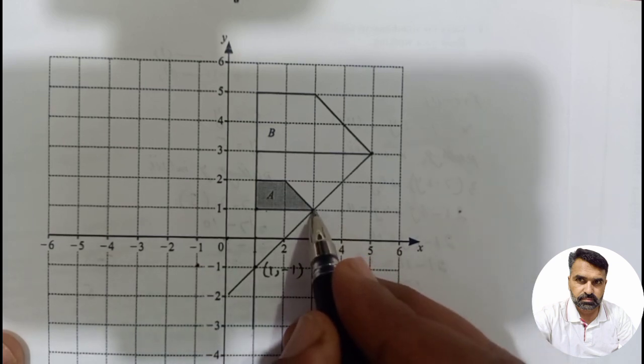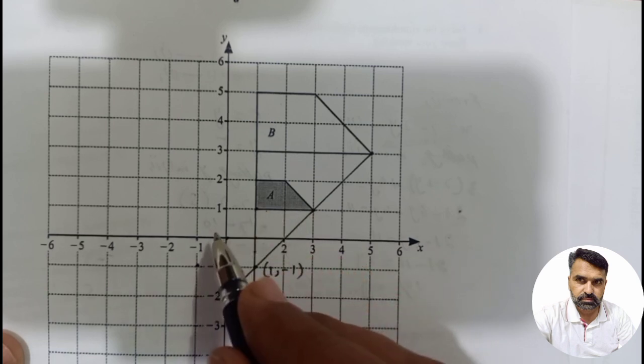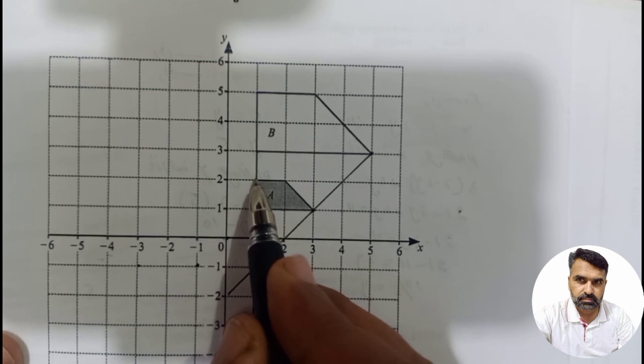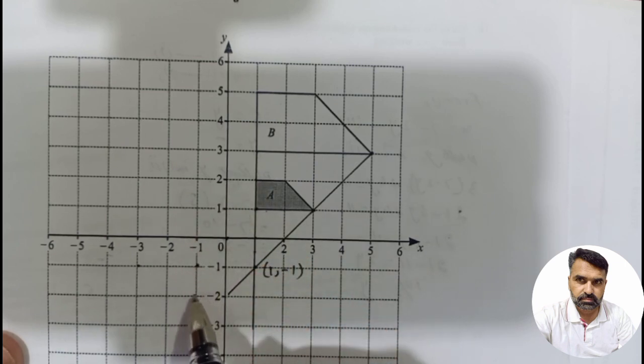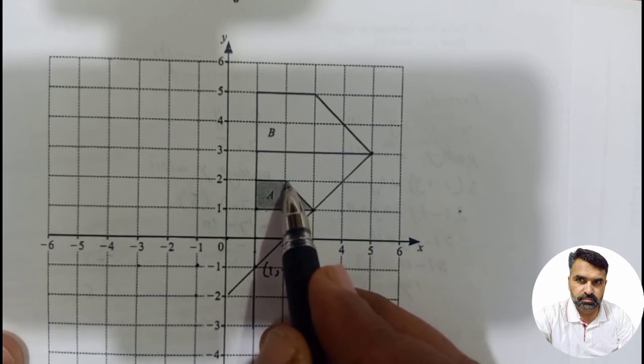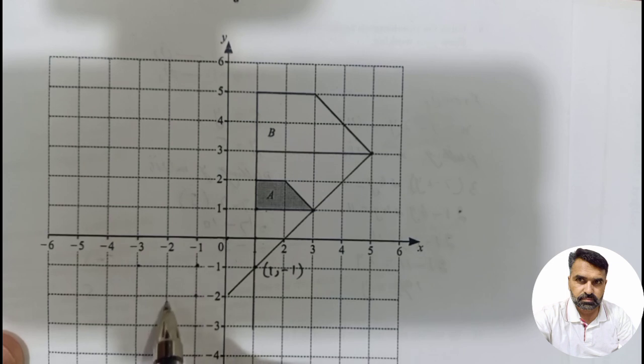And the coordinates of these points are 3 and 1. So the coordinates after rotating 180 degrees will be minus 3 and minus 1. And the coordinates of this point are 1 and 2. So the coordinates will be minus 1 and minus 2. And the coordinates of this point are 2 and 2. So after rotating 180 degrees, the coordinates will be minus 2 and minus 2.